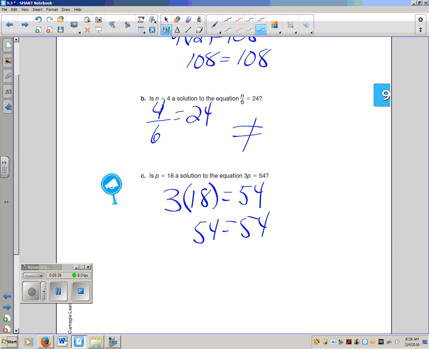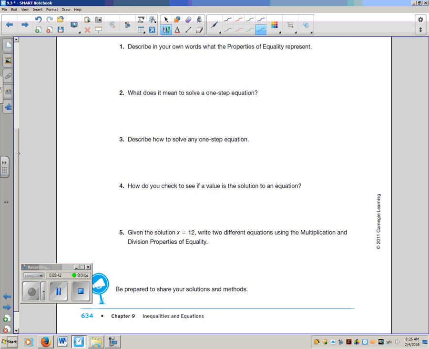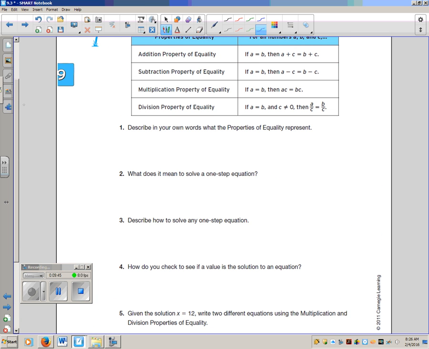54 equals 50. Last page I want you to complete in your textbook is page 634. Once again, I want you to show me your completion of this page before I give you the practice set.